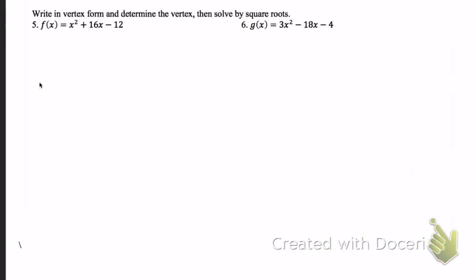Let's look at number 6, because I'm pretty confident that you guys can do number 5. The first step I'm going to do is move the number over. So I'm going to say that this equals 0. If you have g of x or f of x or something, set it equal to 0 first. So I'm going to rewrite this as 3x squared minus 18x equals 4. So I moved that over.